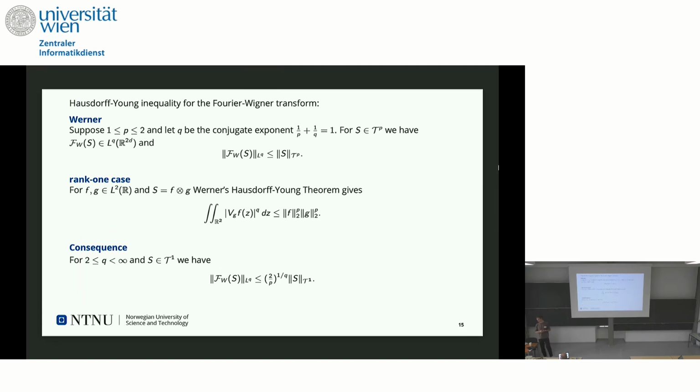Now Werner, in introducing QHA, considered a Hausdorff-Young inequality for operators. As in the function case, we'll consider two p and q exponential conjugates. And then for any S in the Schatten class Tp, so p here in between trace class and Hilbert-Schmidt, the Fourier-Wigner of S is then in Lq. Okay, so a typical Hausdorff-Young inequality, but now with an operator Fourier transform.